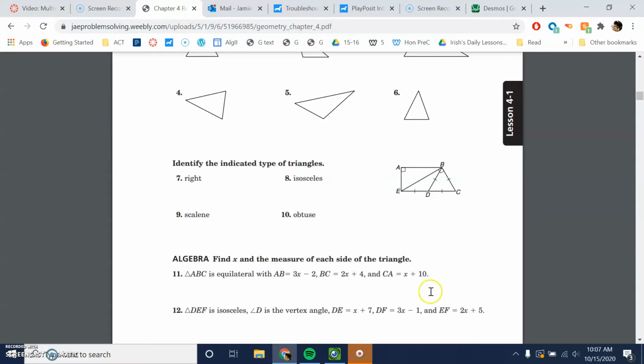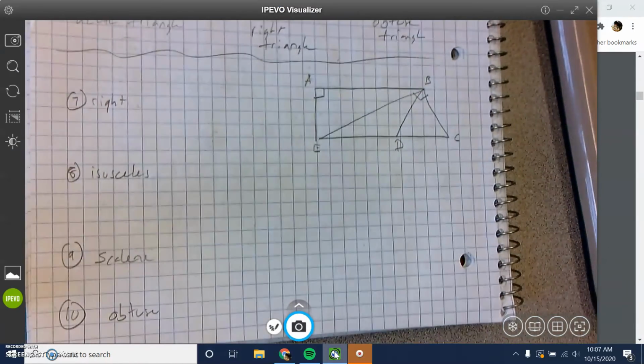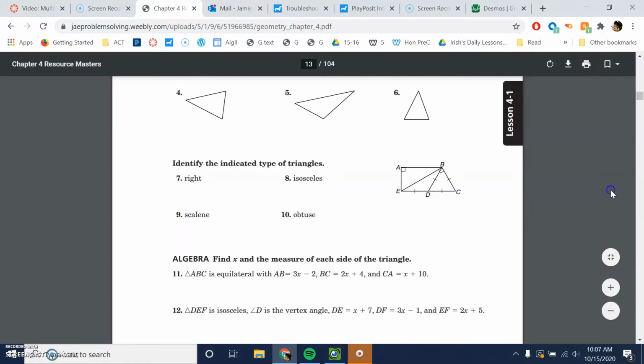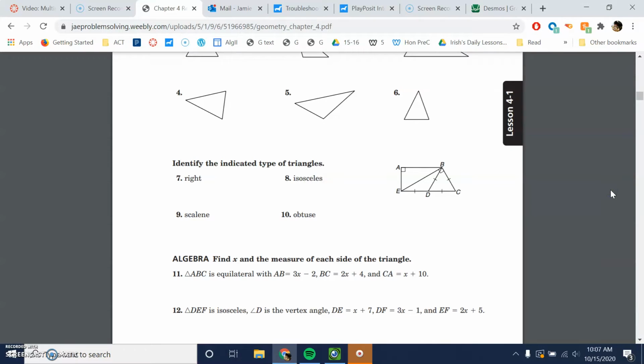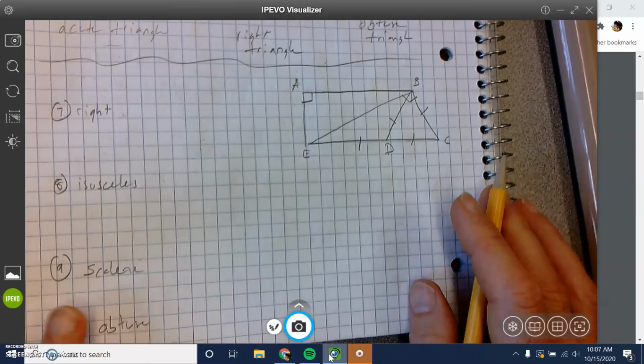Okay, let's see if we got it. All right, here's my picture right here. I have to do the congruent marks. That's one thing I left off. Always make sure your picture is right so you can answer the questions. There you go. So that looks better.